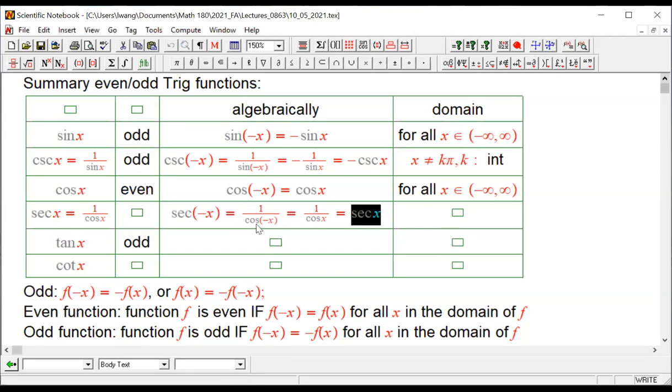And that's going to be related to the domain for secant. What's the domain for secant? Whatever makes the denominator equal 0, those numbers must be out of the domain for secant. So what are those? Odd number multiples of pi over 2, right? I was going to say 2k plus 1. That's right. x cannot be those.